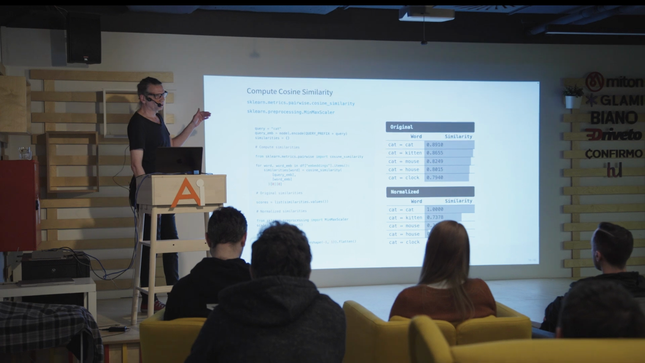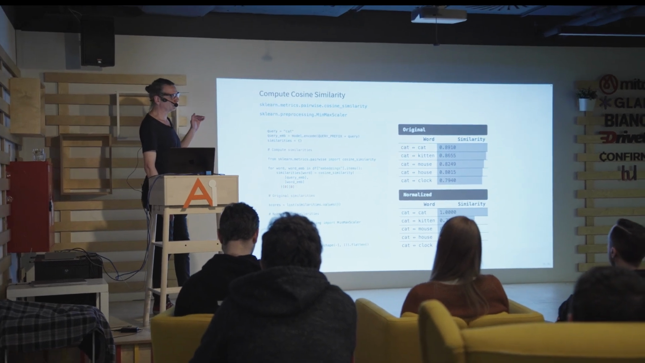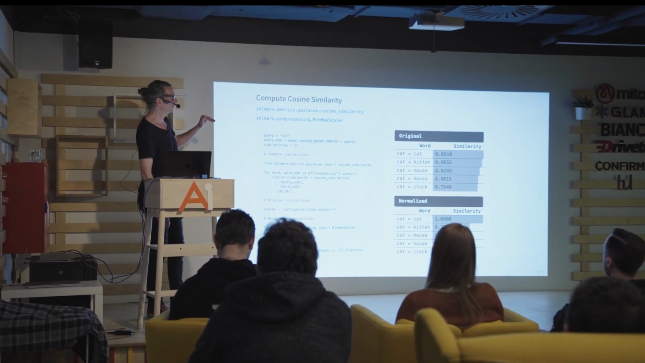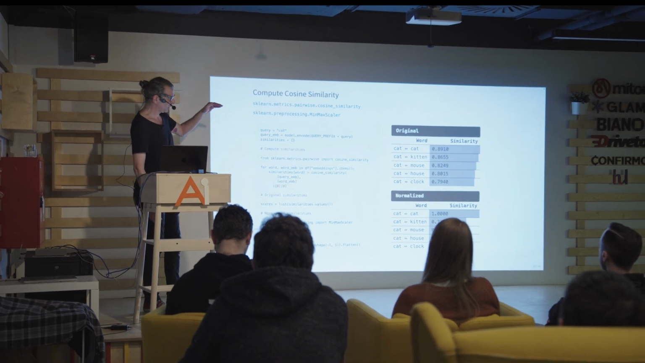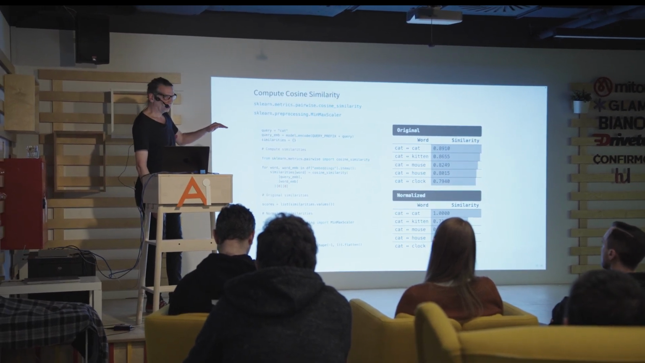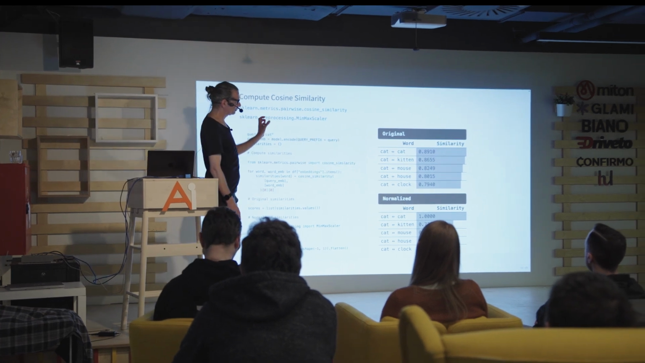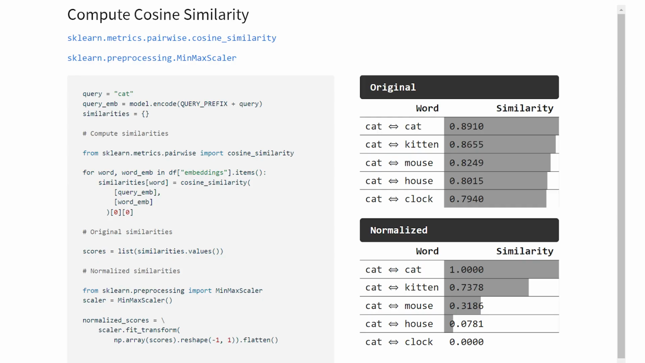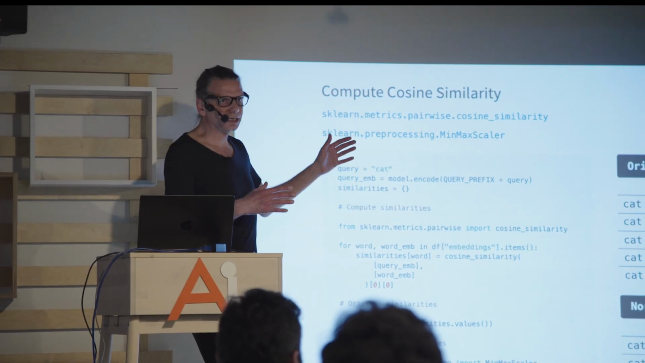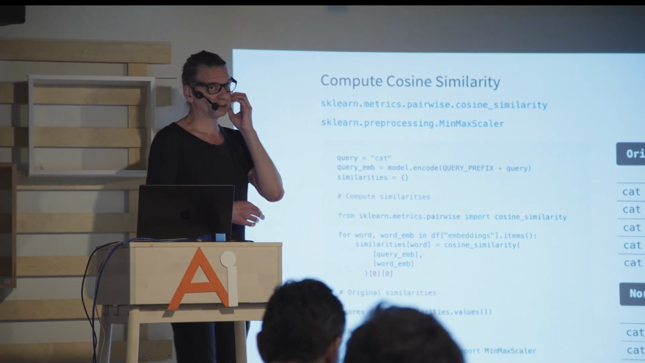You notice that the order kind of makes sense from the most relevant to the least relevant. So cat, kitten, mouse, house, clock. But you also notice that the difference between the scores, the similarities, is negligible. It's really, really small, and it's almost useless. So as it happens, this particular model is not really concerned with scoring like this, with the exact values. The training was focused on proper order, let's say, of the related items.